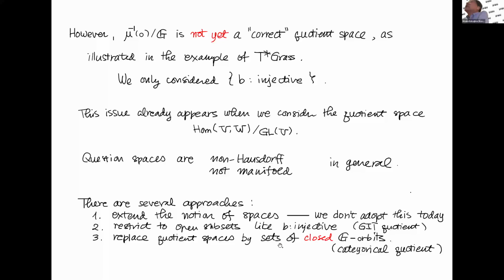And this set of all closed G orbits is called the categorical quotient. And this also appears in geometric invariant theory. So we use this second and third approach in the theory of quiver varieties. So I already explained the second approach for the simplest case, this simplest quiver of one vertex with no edge. So next I study the third approach in this example.